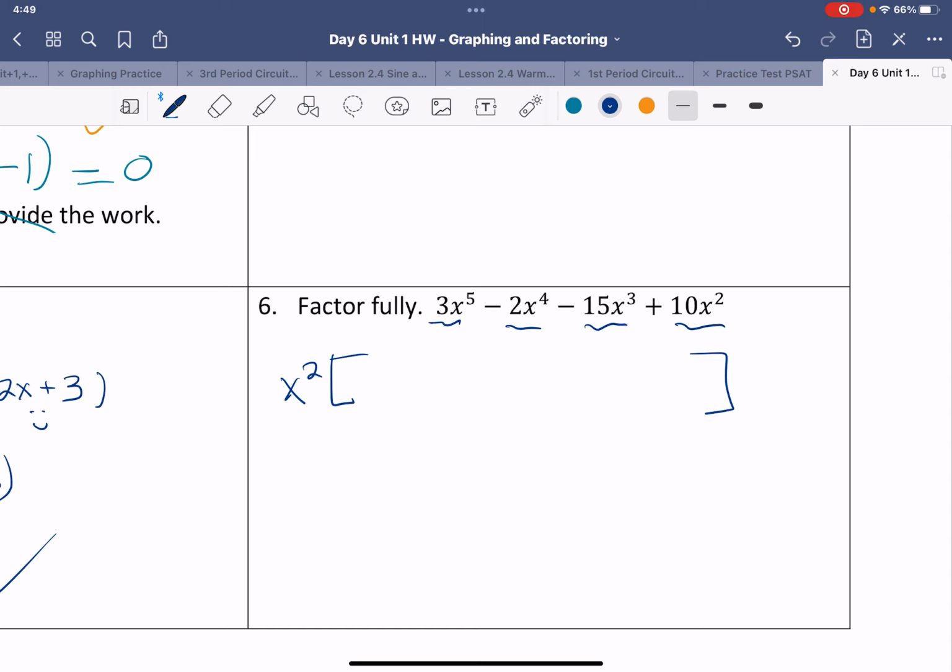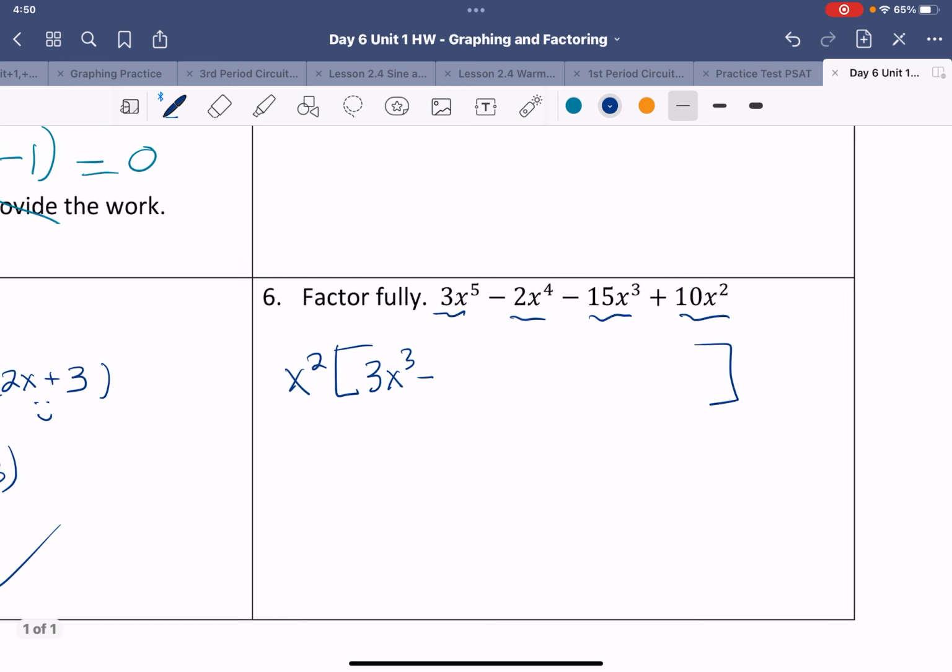So x squared times what gives me 3x to the 5th? That's 3x to the 3rd minus 2x to the 3rd minus 15x to the 2nd. That's funny because I just did that wrong. Sorry. So don't forget, everybody, I took out an x squared, so this technically should have been 2x squared. I'm sorry. X squared times what gives me negative 15x cubed? That's minus 15x. X squared times what gives me 10x squared? That's plus 10.